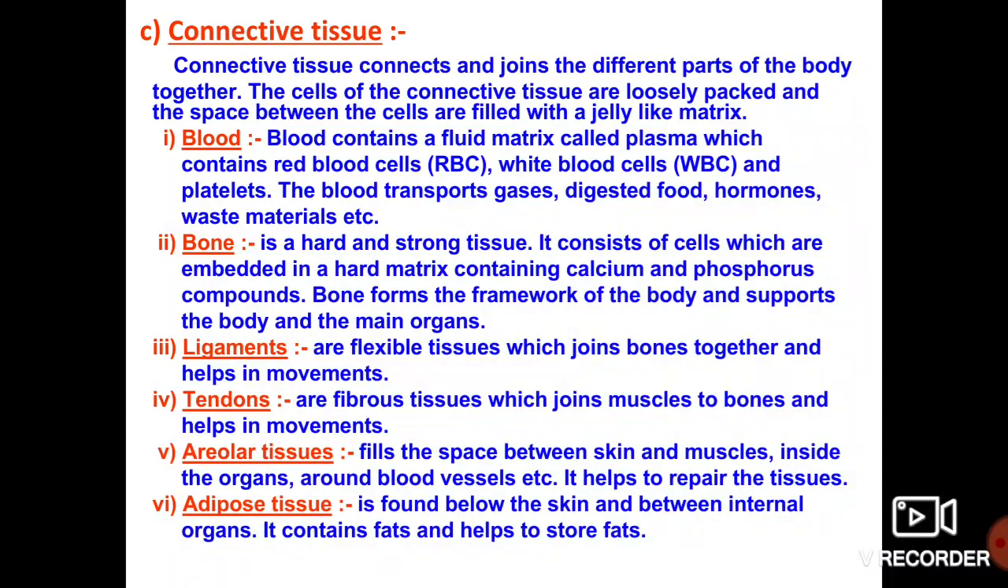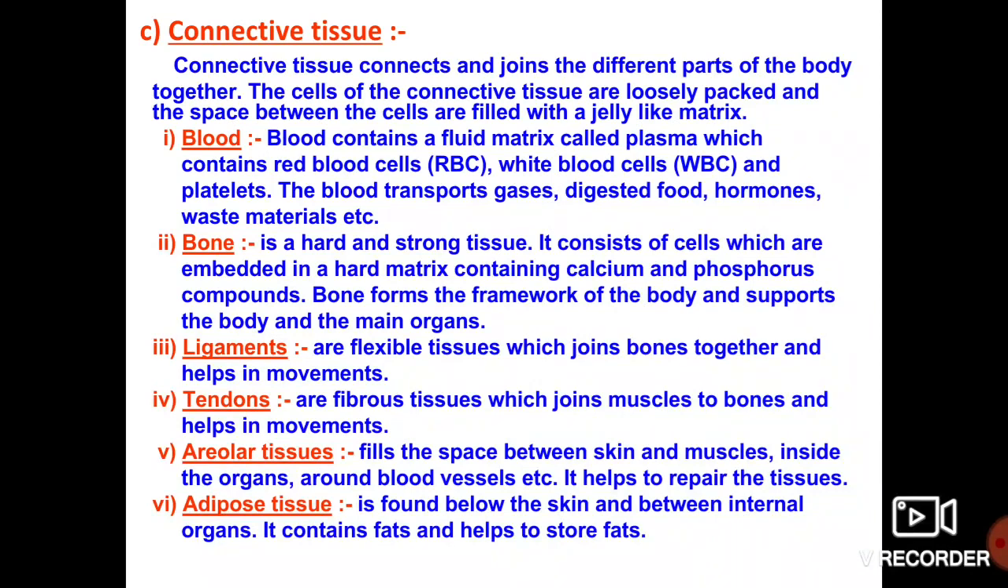As we know, the blood contains a fluid substance that we call plasma. That plasma has red blood cells. What is the main function of the red blood cells? Red blood cells play a major role in the transportation of oxygen. Understood? So what is the main function of RBC? Yes, the main function of the RBC is transportation of oxygen to each and every part of the body.